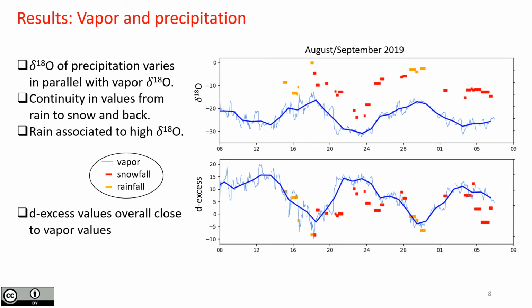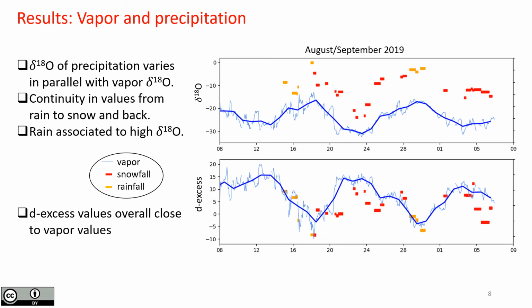Here we have zoomed in on the second part of the CARTEX campaign, the 2019 campaign. We have again in blue the isotopes in the vapor, and we have added in red and in yellow the isotopes in the snowfall and in the rainfall. We can see that for the snowfall, the delta weighting values closely follow the delta weighting values in the vapor, even if there is a shift, which is normal due to equilibrium fractionation between the vapor and the precipitation.